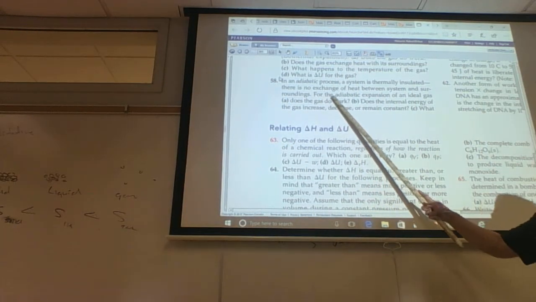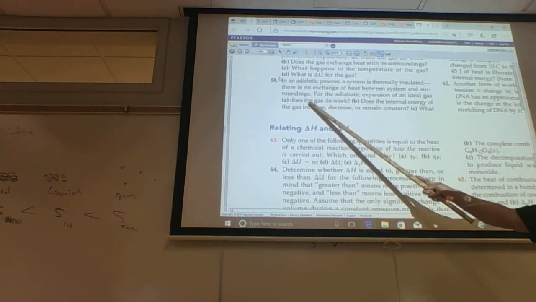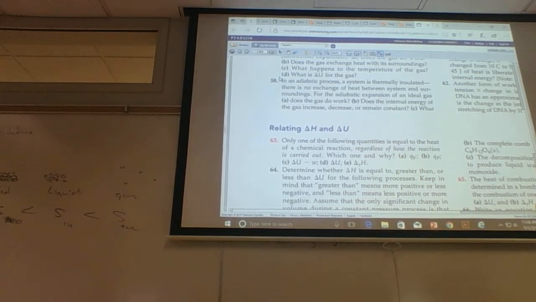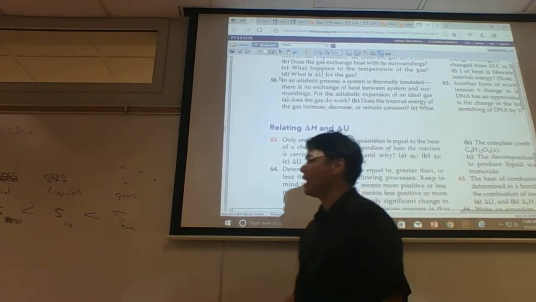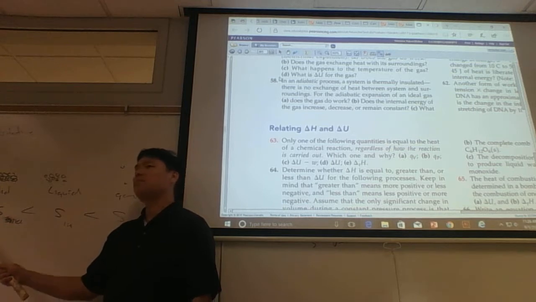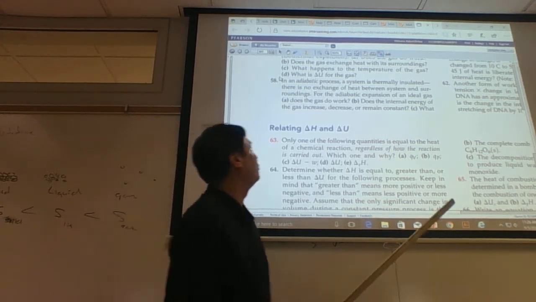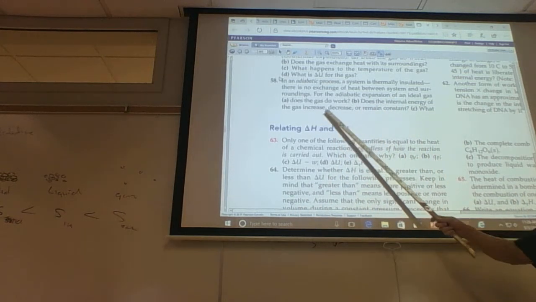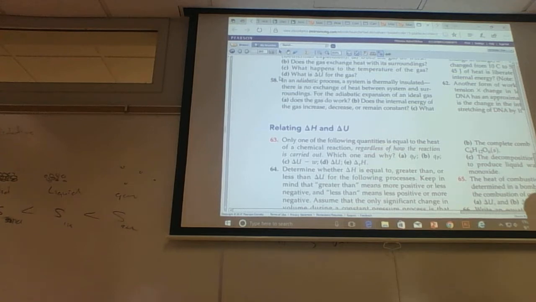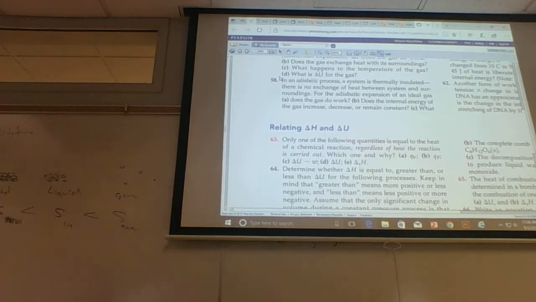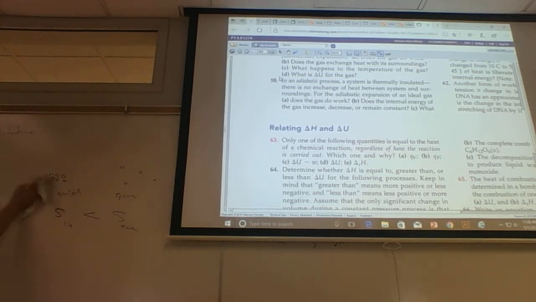So here, for the adiabatic expansion of an ideal gas, A, does the gas do work? If we did an adiabatic expansion of an ideal gas, this lid moves up, the gas expands. Was work done? Yes. Okay, work is done. Does the internal energy of the gas increase, decrease, or remain constant? So does the total energy increase, decrease, or remain constant?